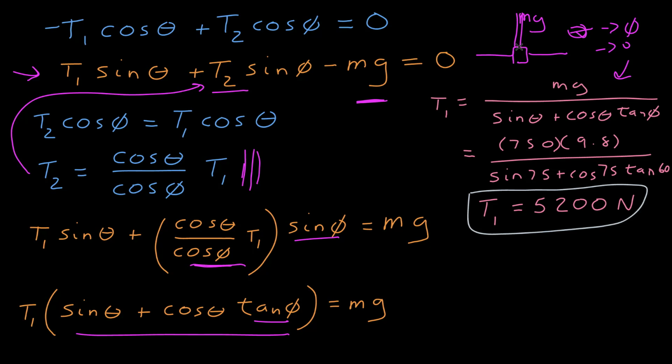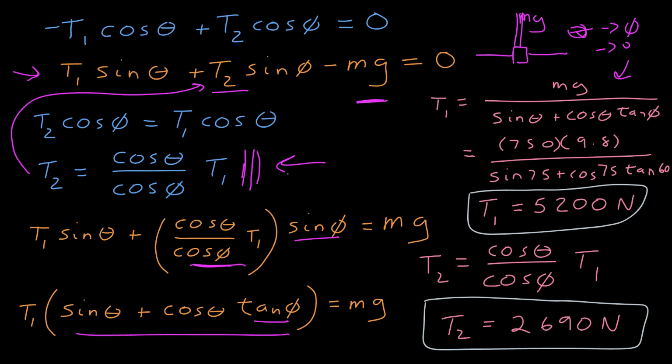We have tension 1. Let's go ahead and solve for tension 2. By plugging tension 1 into here, I know the angles, so I can put that in my calculator, and I get T2 is equal to 2,690 newtons.